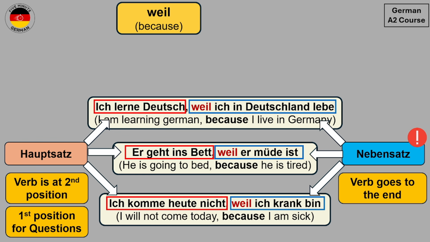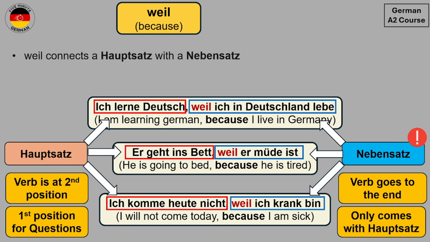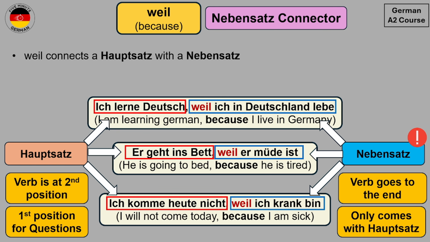And one more thing to keep in mind is that a Nebensatz cannot come alone. It can only come with a Hauptsatz. So this is the main difference between a Hauptsatz and a Nebensatz. And as we have used weil over here, we can say that weil connects a Hauptsatz with a Nebensatz. So weil can also be called a Nebensatz connector. And one more important thing to know is that weil always comes at the start of the Nebensatz. So any sentence which starts with weil will be a Nebensatz.